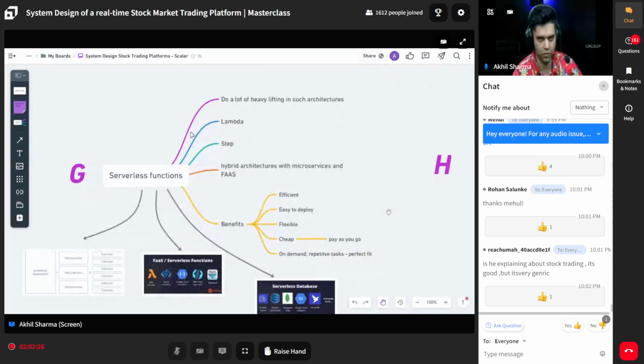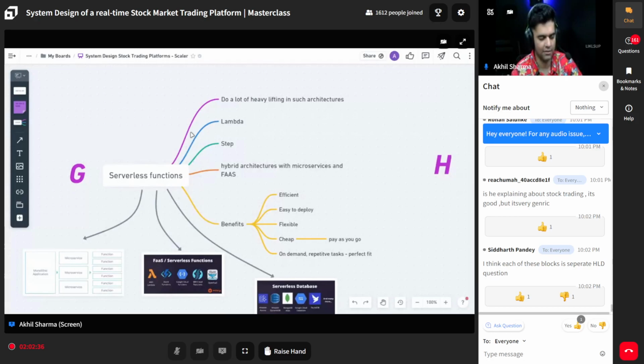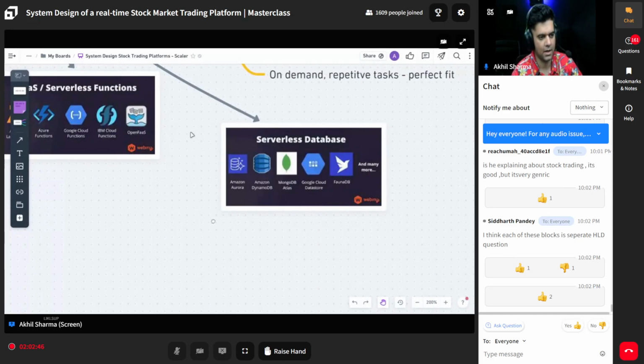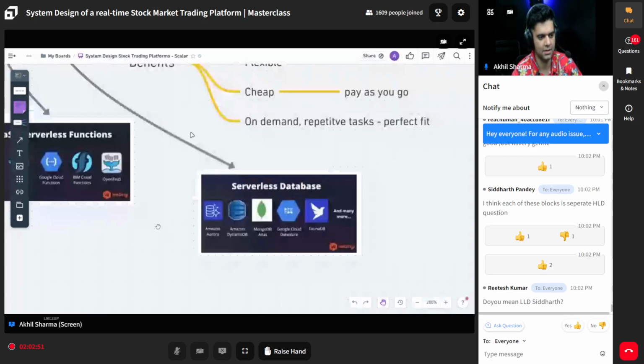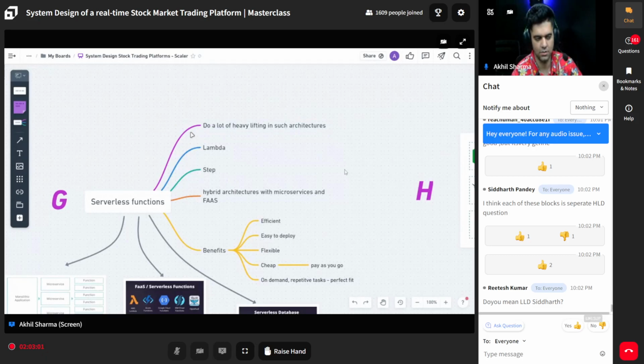Then we'll be using a lot of serverless functions. Serverless functions take away a lot of load from our system by being asynchronous and lightweight and very, very cheap. So the benefits are that they're efficient, easy to deploy, flexible, cheap, and on demand. They do a lot of repetitive tasks. For example, you have AWS Lambda, Azure Functions, Google GCP Functions, OpenFaaS, and you even have serverless databases these days, DynamoDB and MongoDB Atlas, those kinds of things, right? So they do a lot of heavy lifting for us in architectures like stock trading platforms.